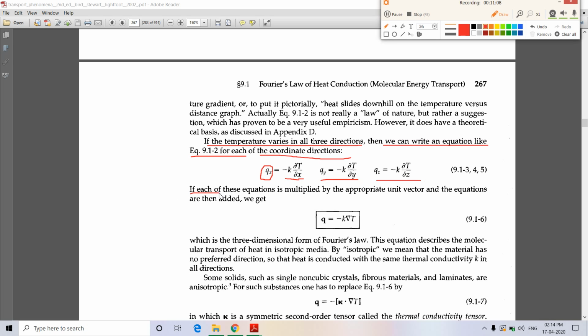If each of these equations is multiplied by the appropriate unit vector and the equations are then added, we get, for the unit vectors and scalar quantities, the final equation for Fourier's law of heat transfer: Q equal to minus K del T. Here Q is the heat flux, K is the thermal conductivity, and del T means dT upon dN, and in its place we can write del T by del X, del T by del Y, and del T by del Z, which is the three-dimensional form of Fourier's law.